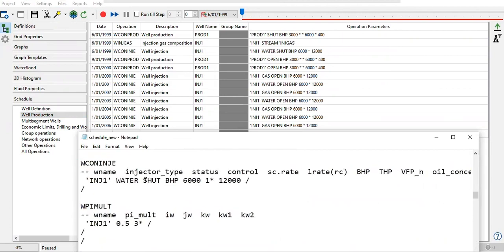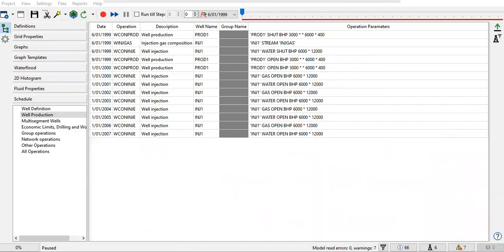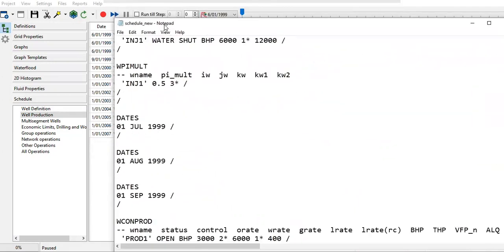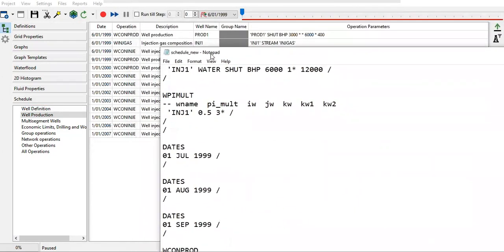So this one for injector 1, start with shut-in, controlled by bottom hole pressure, surface flow rate 6,000 and 12,000 as the upper bottom hole pressure. And yeah, everything here as our constraint is actually taken from this. So yeah, that's the thing.